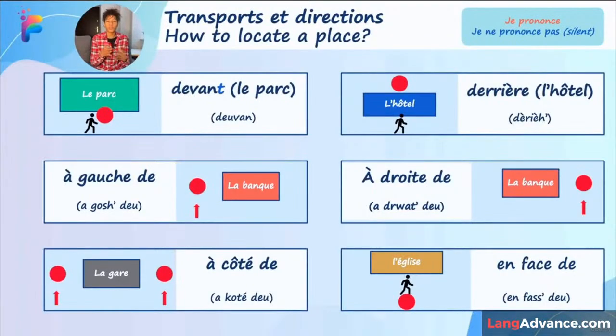How to locate a place. So we're going to see some prepositions here. First we have devant le parc, in front of. À gauche de la banque, on the left of the bank. À côté de la gare, next to the train station. Derrière l'hôtel, behind the hotel. À droite de la banque, to the right of the bank. En face de l'église. In front of the church.